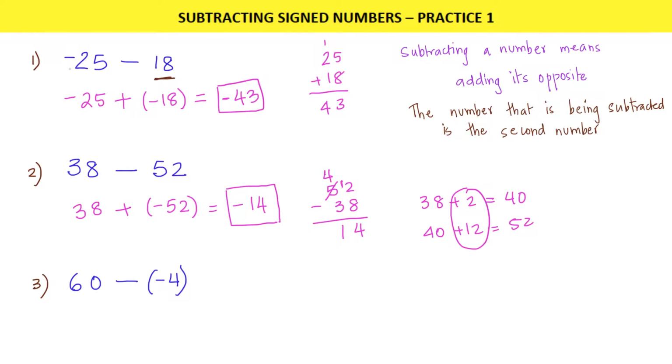The third problem is 60 minus negative 4. What do you think? Will the answer be negative or positive? Well, the first number is greater than the second number, so the answer is going to be positive. Let's see if that's true. We will rewrite this as 60. The minus becomes plus, and the negative 4 becomes 4 because the opposite of negative 4 is positive 4. So you're adding the opposite. Minus becomes plus, and the opposite of negative 4 is positive 4, and that is 64.